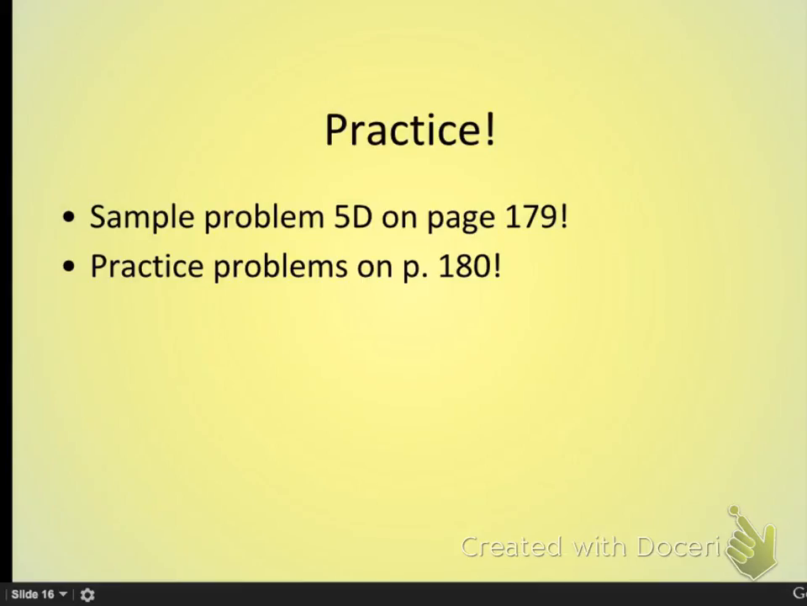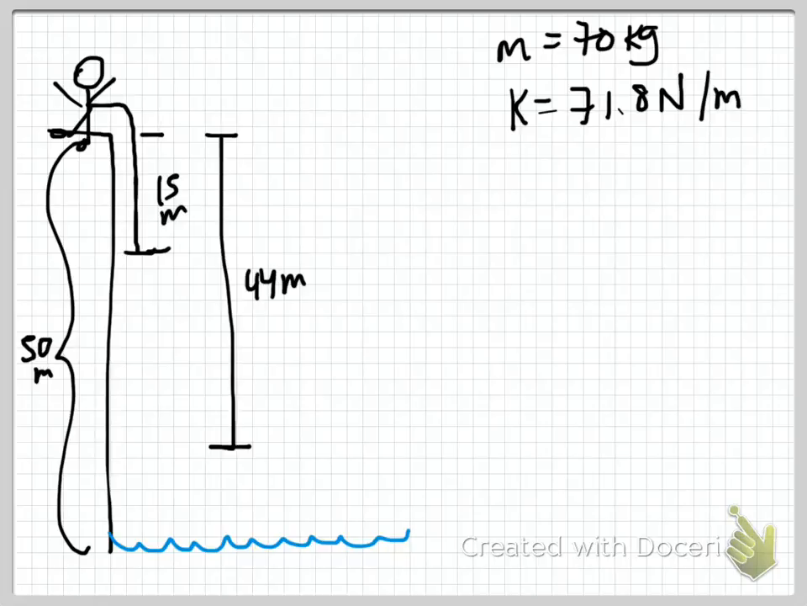Let's look at a practice problem. 5D! This is page 179 is the sample problem, and then the practice problems 1 through 3 are on 180, and they're assigned. We'll see how far we can get. So we have a stunt person, and a bungee jumper, a crazy person. I'll finish this as a tutorial. Watch it on your own and do the problems, and we'll talk tomorrow about our agenda going forward.